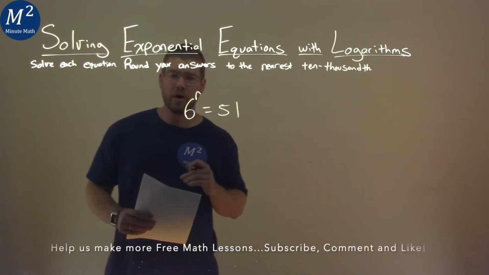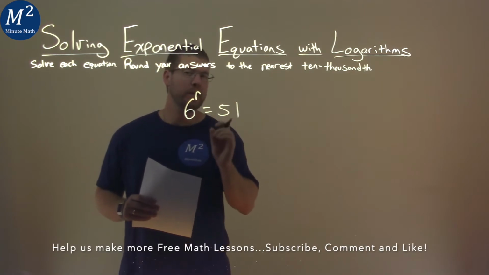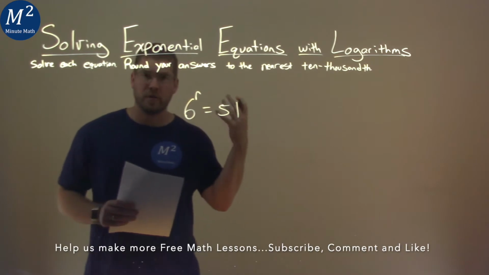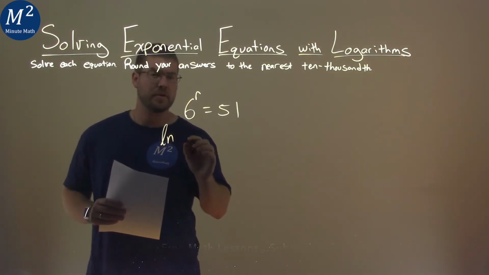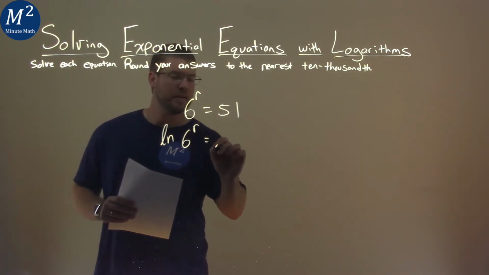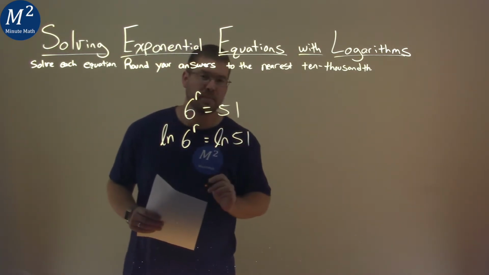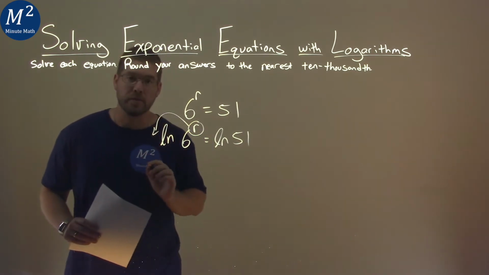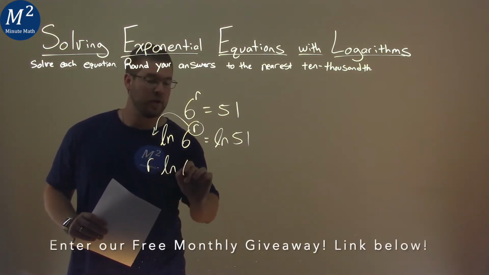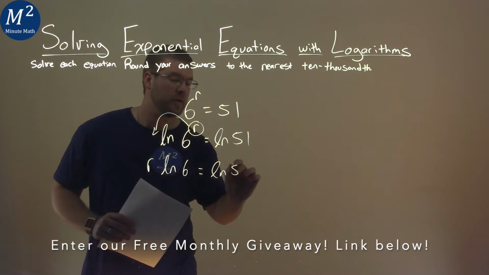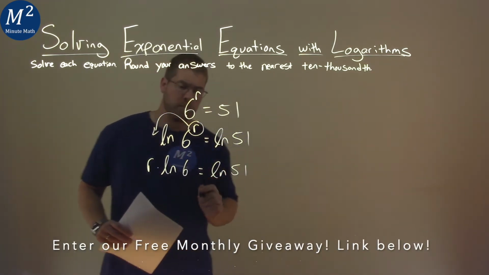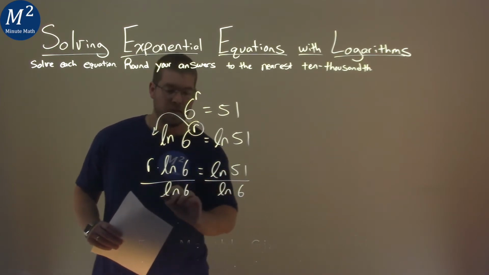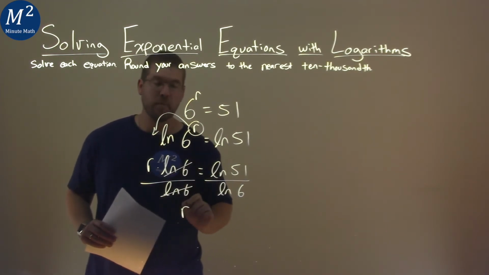We're given this problem right here. 6 to the power of r is equal to 51, and we need to solve this equation. Well, we know that we can take the natural log of both sides here. So let's do that. Natural log of 6 to the power of r is equal to natural log of 51. When we do that, this exponent of r can come out front. So we have r times natural log of 6 now is equal to natural log of 51. From there, we can divide both sides by natural log of 6.